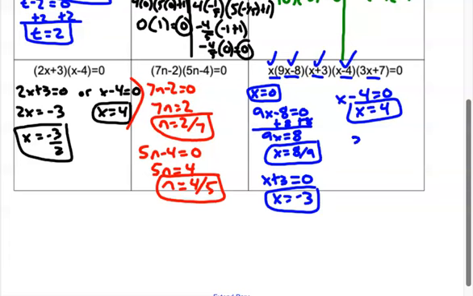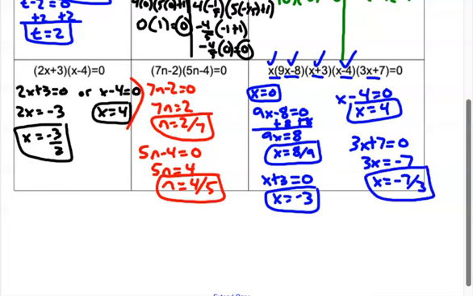And then the last one, 3x plus 7 equals 0. Subtract 7 from both sides and divide by 3. -7 over 3 would be that answer. So we could put as many parentheses in a row as we wanted. This one isn't a parabola if you graph it, but this would have 5 places where it crosses the x-axis.